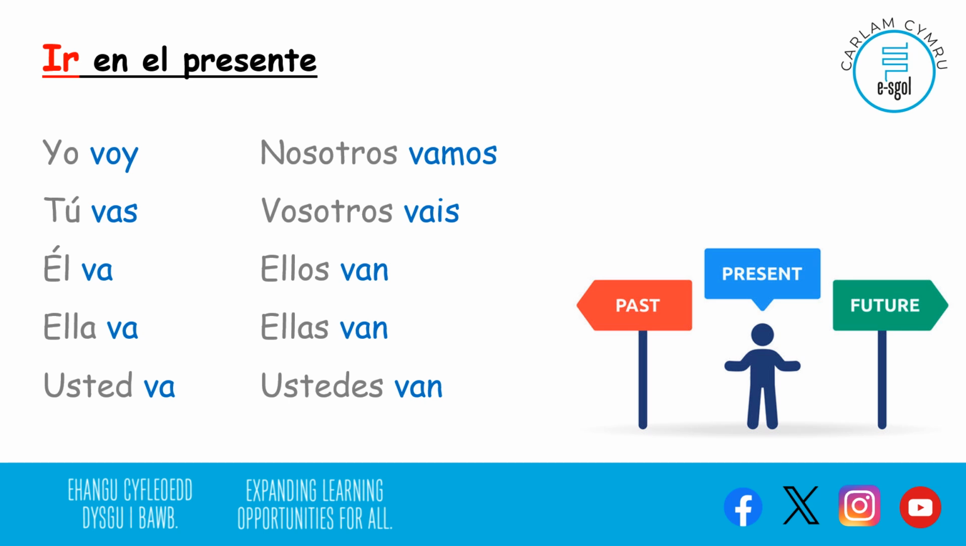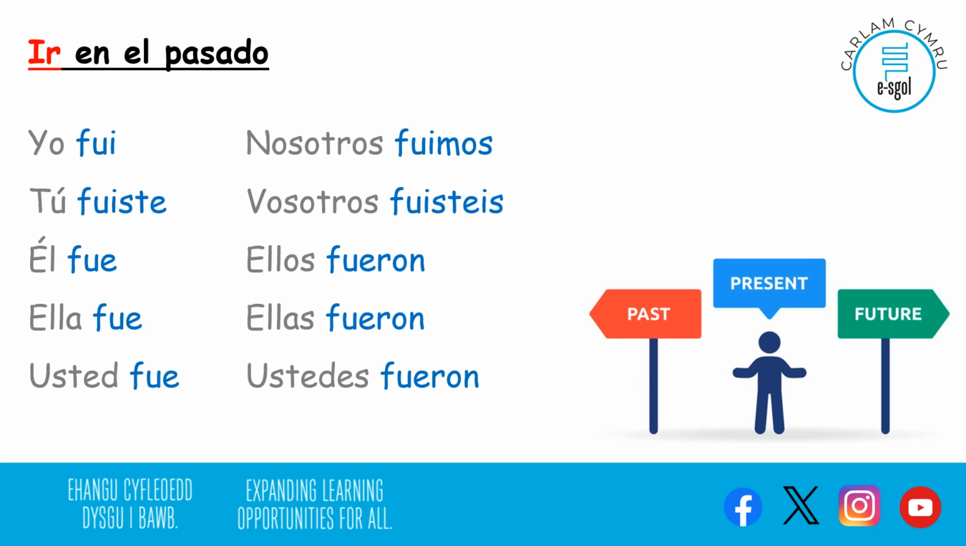So moving on, let's look at ir en el pasado, in the past tense. Again, the pronouns are in grey. We have fui, I went, fuiste, you went, fue is he, she went, or you went, singular formal. Then we have fuimos, we went, fuisteis, you went, informal, fueron, they went, or you went, plural formal.